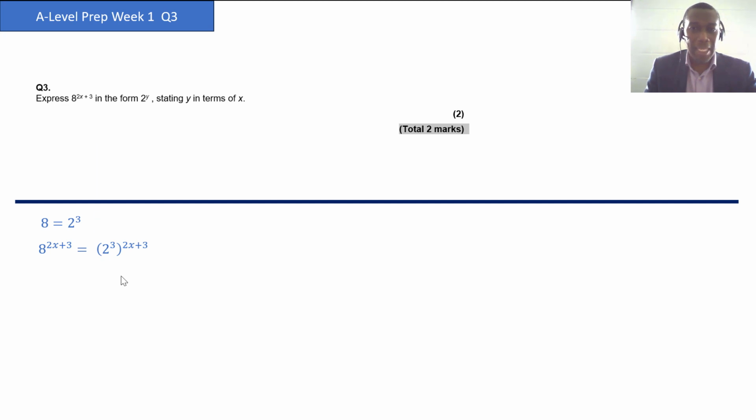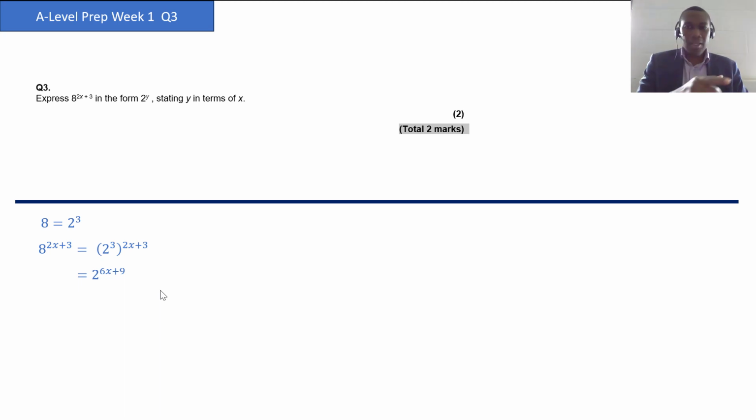What does that mean? For brackets, what's the rule for powers? It's to multiply. So this 2 to the power 3 to the power 2x plus 3, the 3 gets multiplied by the 2x plus 3. I should have done it in brackets, but I just went ahead and expanded it. With brackets we multiply the powers, so I have 3 lots of 2x, which will be 6x, and 3 lots of 3, which would be 9.